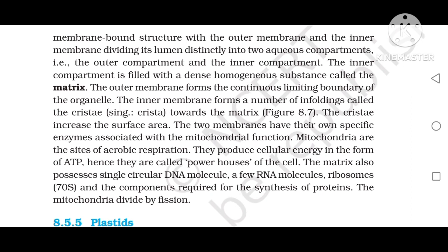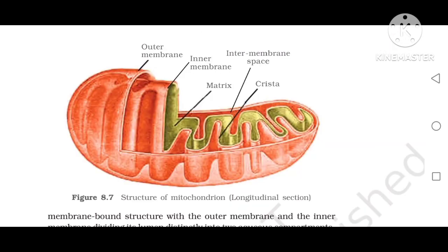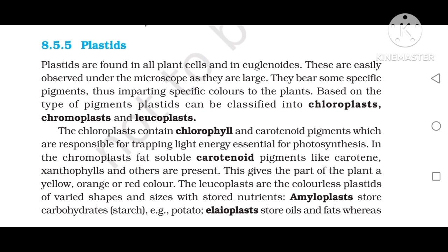The matrix also possesses a single circular DNA molecule, a few RNA molecules, ribosomes (70S), and components required for synthesis of protein. The mitochondria divide by fission. Figure 8.7. Structure of mitochondria, longitudinal section: outer membrane, inner membrane, matrix, intermembrane space, cristae.